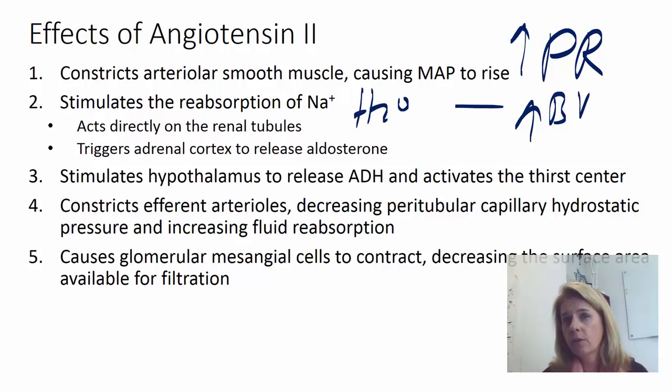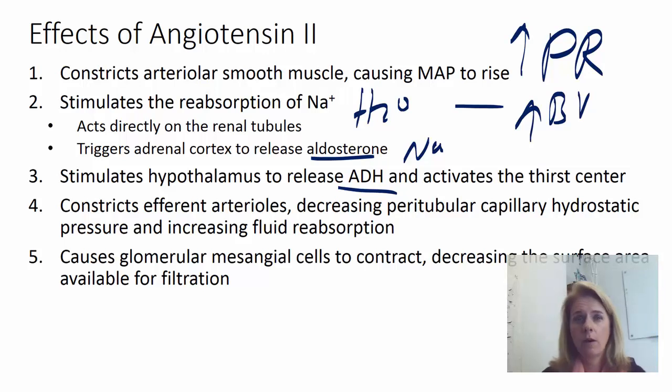It causes the adrenal cortex to release aldosterone. Aldosterone has something to do with sodium. Sodium and water, here we go again. It stimulates the hypothalamus to release ADH. You guys know what that is. Anti-diuretic hormone. So if you're anti-diuresing, you're not peeing, you're holding on to water, you're increasing blood volume. What are you doing? Increasing blood pressure.